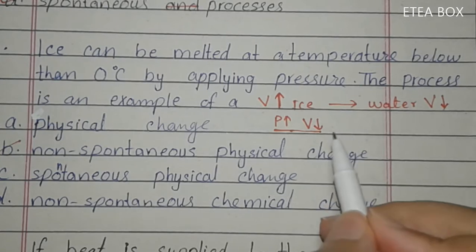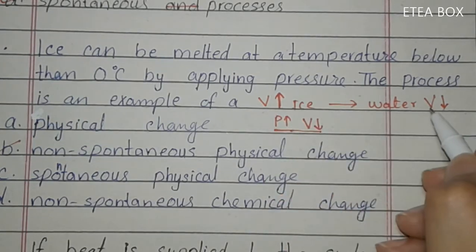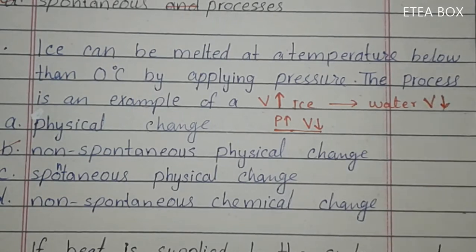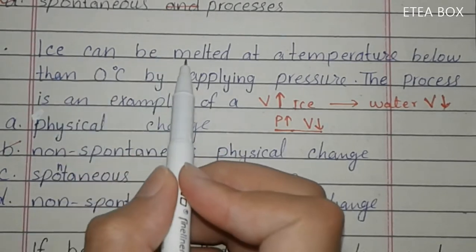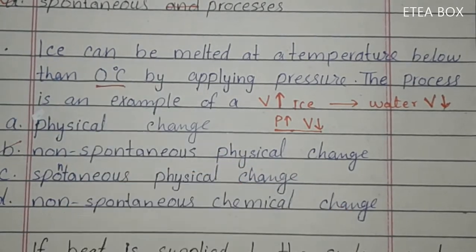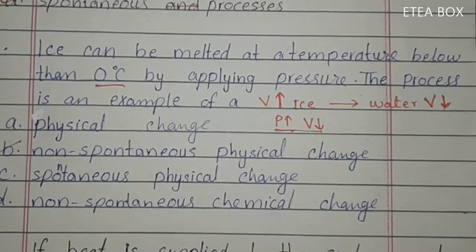So this is the process. When we apply pressure, the ice converts into liquid water because the volume is smaller in the case of liquid. This is the reason that when we apply pressure, ice can also be converted into liquid below 0 degrees C. So this is an example of a non-spontaneous physical change.